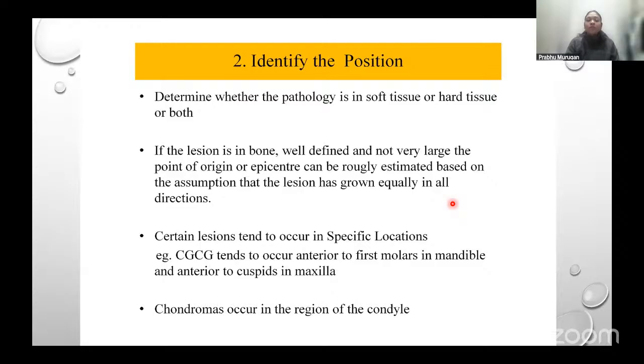Identifying the position, whether it is present within the hard tissue or the soft tissue, and if the lesion is within the bone, whether it is well defined or not. Where is the epicenter of the lesion? From where is it starting? Certain lesions will be specific to certain regions. For example, your ameloblastoma or dentigerous cyst is most commonly present in the posterior aspect of the mandible. Your adenomatoid odontogenic tumor is most commonly present in the maxilla, right? It is going to involve your impacted canines. So these things are specific to particular regions. So identifying the position will help you to narrow the diagnosis.